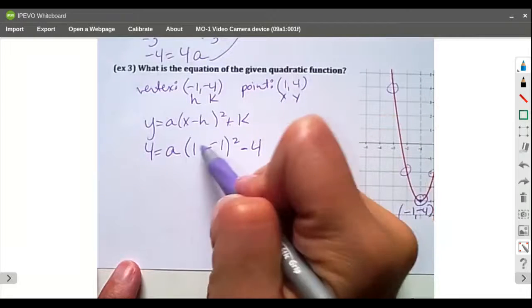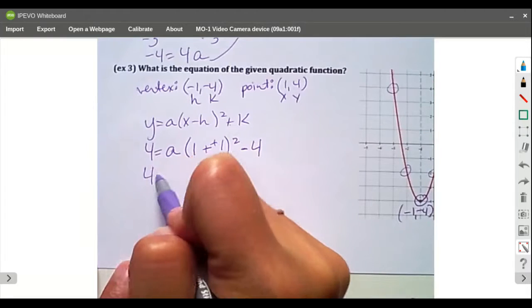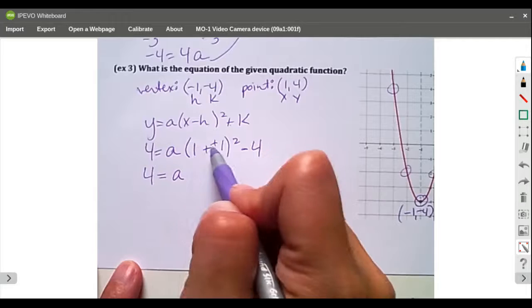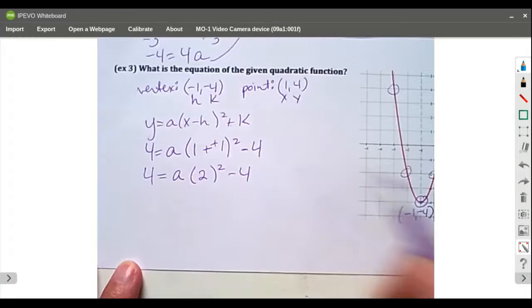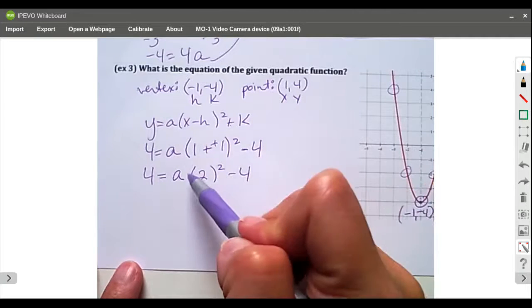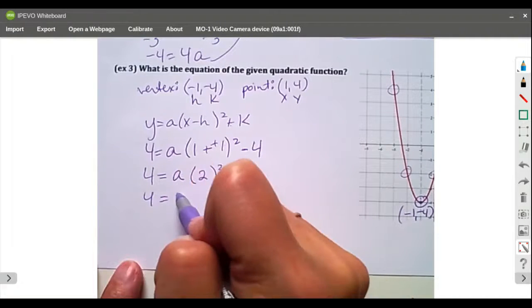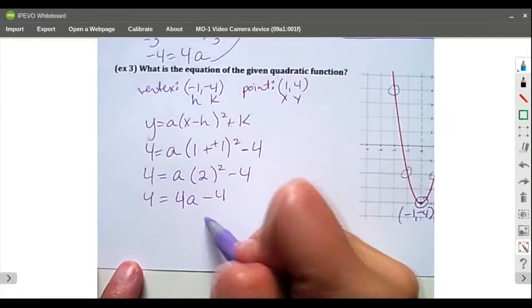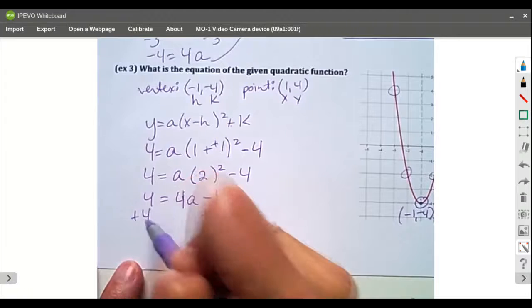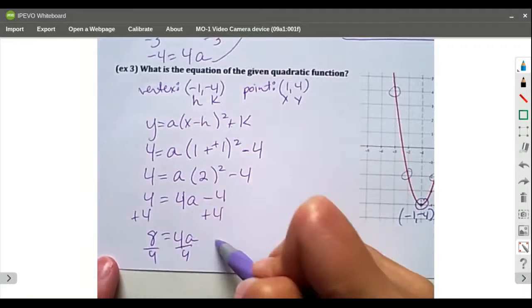Then we have to do the parentheses. So 1 minus -1 becomes plus. So this is 4 equals a, and then 1 plus 1 would be 2. And then we have to do exponents. So that's going to be 2 squared is 4. So we have 4 equals 4a minus 4. Lots of 4s. And then we're solving, so we're going to add 4 to both sides. So that's going to be 8 equals 4a. And then lastly, divide by 4. So a is 2.